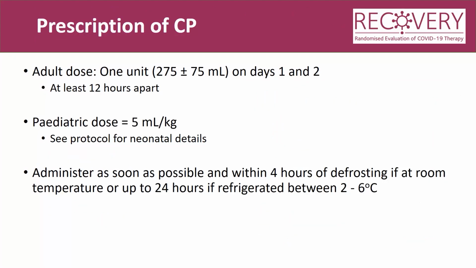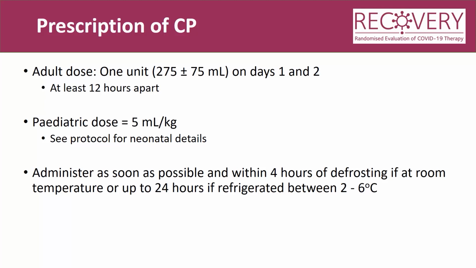Convalescent plasma for adults is prescribed as 1 unit, which will be approximately 275 millilitres on days 1 and 2, with the 2 transfusions occurring at least 12 hours apart. The paediatric dose is 5 millilitres per kilogram, and there are further details about neonatal prescriptions in the protocol.